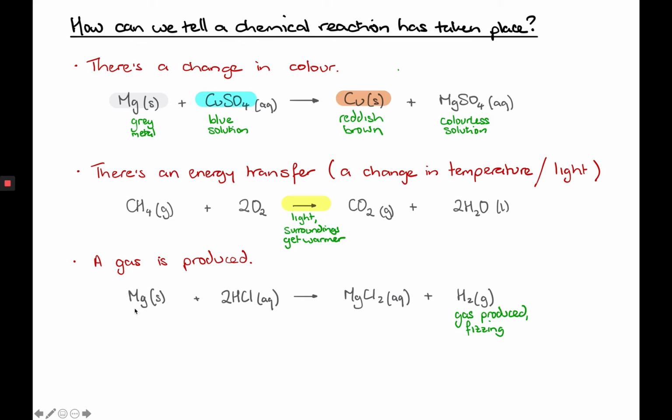On the left-hand side, the reactants, we have no gas. But on the products side, we do have a gas, we have hydrogen gas. So we would see fizzing, we would see effervescence. That would be a very clear observation, and we can tell this because we have a gas on the right and not on the left.